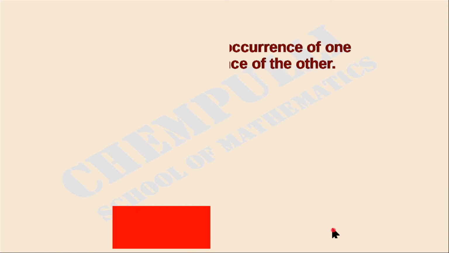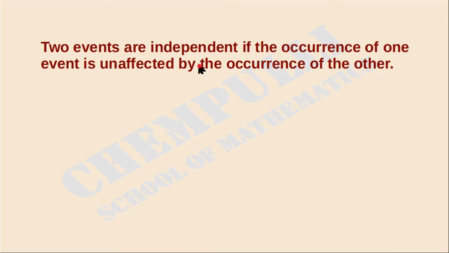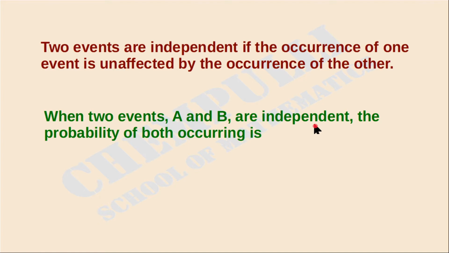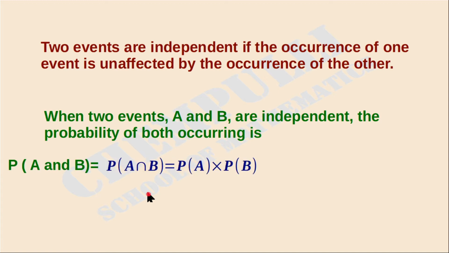Okay, the definition of independent events. 2 events are independent if the occurrence of one event is unaffected by the occurrence of the other event. When 2 events A and B are independent, the probability of both occurring is the probability of A and B. What is the probability of A and B? It is equal to the probability of A times the probability of B. That is, separately find the probability of A and the probability of B, then multiply those two probabilities. Probability of A and B, or the probability of A intersection B.